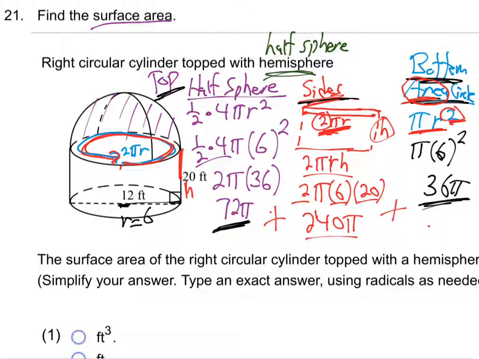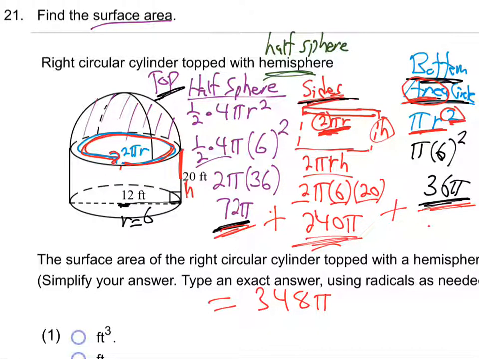Add these three up. This and this and this. Add those up because we have all those surfaces to add up. We have the dome on the top, the half a sphere on the top, the sides, which is a rectangle if cut open, and the bottom, which is a circle. Add that up, and we get 108, 348 pi, it looks like to me.